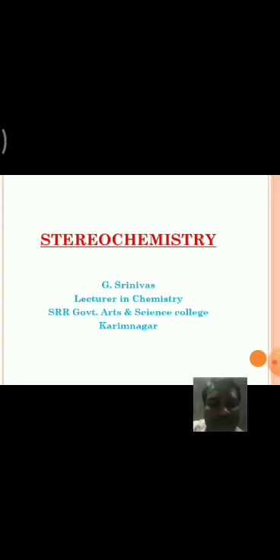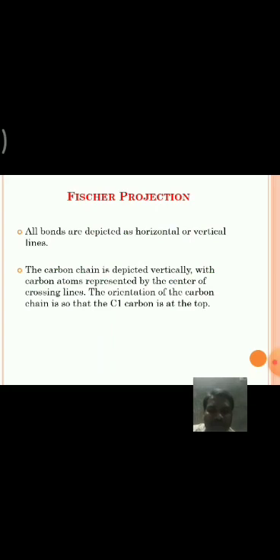In stereochemistry, today we are going to discuss DL configuration and R/S configuration. Coming to DL configuration, it is actually a relative configuration. It is called relative configuration.